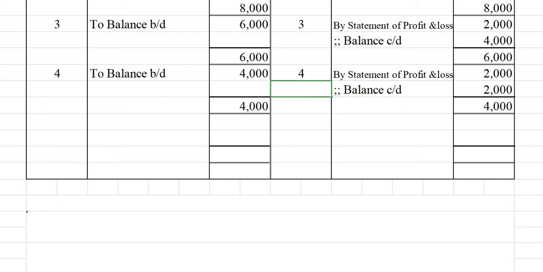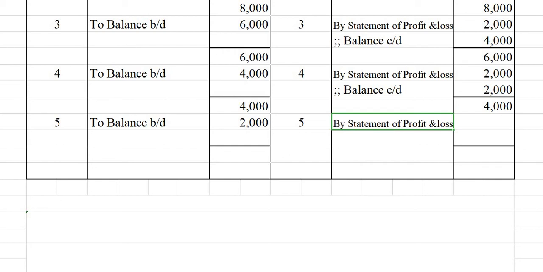Now this is very simple. I think you can understand without much difficulty. Fifth year, the closing balance, the opening balance came as 2,000. So in the fifth year the last installment of 2,000 is to be written off from the statement of profit and loss. So by statement of profit and loss 2,000 again. So that 2,000 is completely used. Now nothing is left.